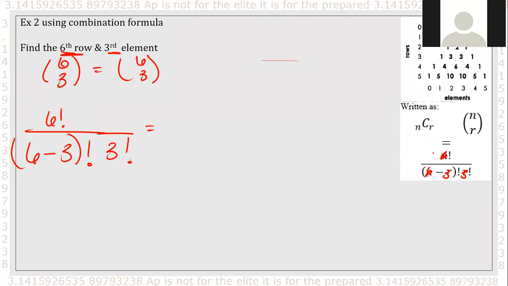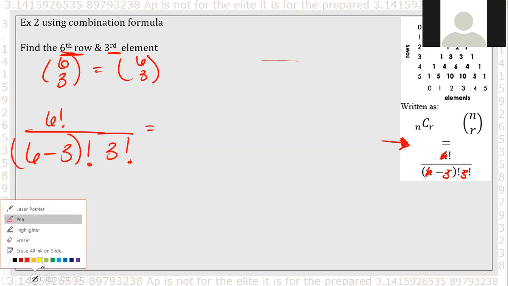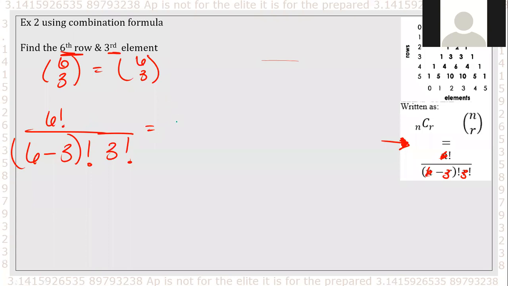All I'm doing, guys, is subbing it into this equation right here. In the exam, this was given to you, so you don't have to memorize it. But in statistics, I believe they don't give it to you. Okay, so simplify this: 6 factorial divided by 6 minus 3, that is just 3 factorial. And this is times 3 factorial.